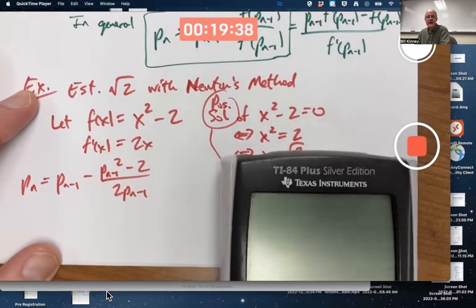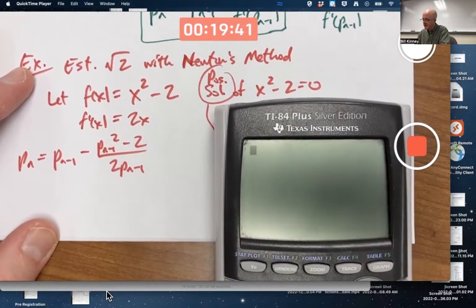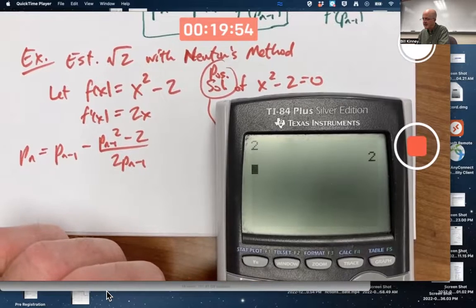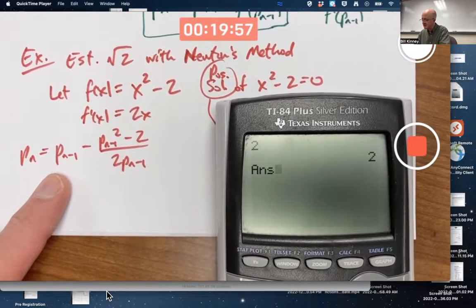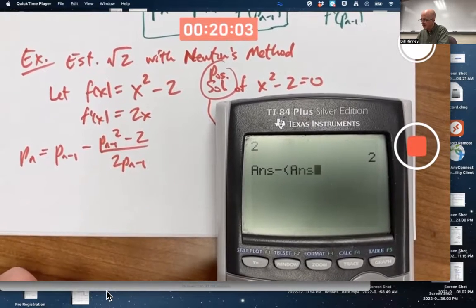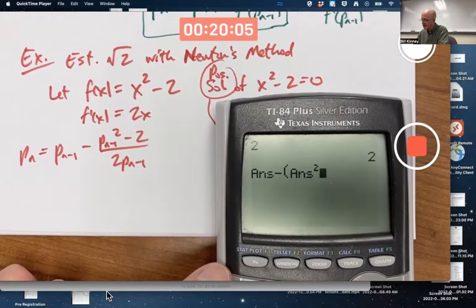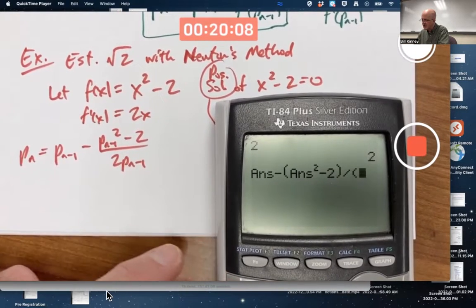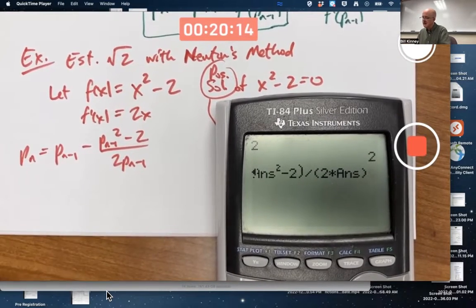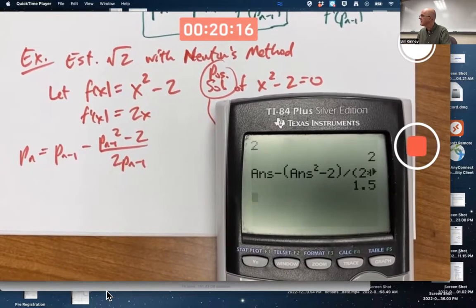With a calculator, we can use the ANS feature to do this. Give an initial guess. Now, of course, we know it's close to 1.4, but let's not go too close just for extra emphasis. Let's go ahead and start with 2 as our value p sub 0. Take the previous answer. That's p sub n minus 1. Subtract, careful with parentheses, p sub n minus 1 squared minus 2 divided by 2 times p sub n minus 1, 2 times the previous answer. That'll be p sub 1, 1.5.